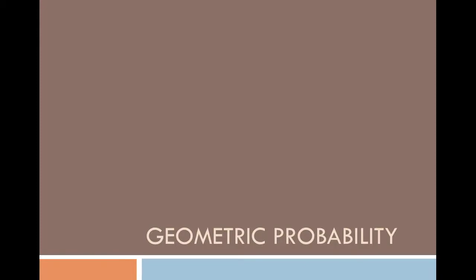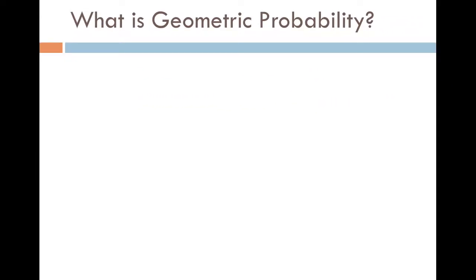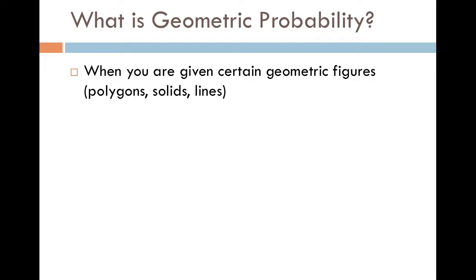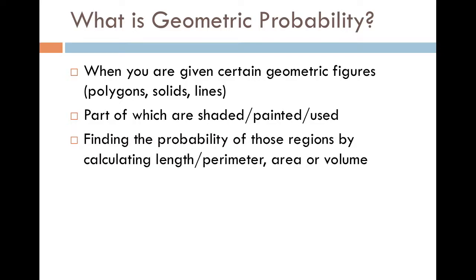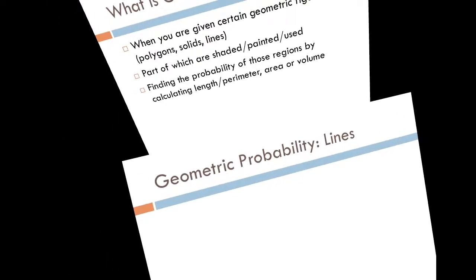This lesson is going to cover geometric probability, when we use probability using lines, polygons, and solids. What is geometric probability? When you're given certain geometric figures, polygons, solids, and lines, we use geometric probability. Usually you have a part of some solid or polygon that is shaded, painted, or used. And then we need to find the probability of those shaded, painted, or used regions by calculating either length, perimeter, area, or volume, depending on the type of shape that we're given.